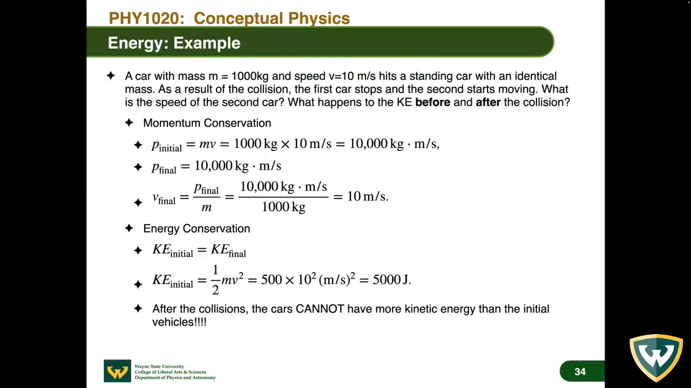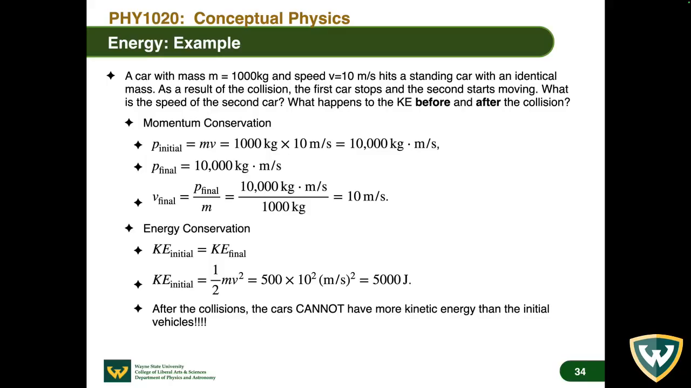Let me give you an example. Let's start with a car at a mass of 1,000 kilograms and speed of 10 meters per second. And let's pretend that this car is hitting a standing car with an identical mass. So the two cars have a mass of 1,000 kilograms. The incoming car travels at 10 meters per second. The second car is at rest, v equals 0, before the collision.